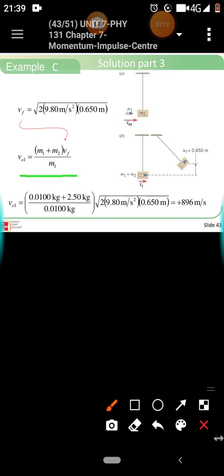When we get the final velocity, we go back to the first equation we obtained and substitute vf. When you do the substitution, you will get the initial velocity of the bullet, which is this.